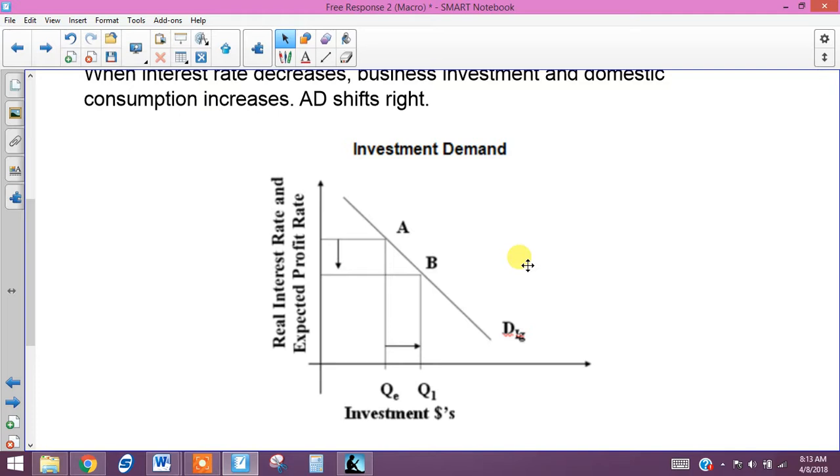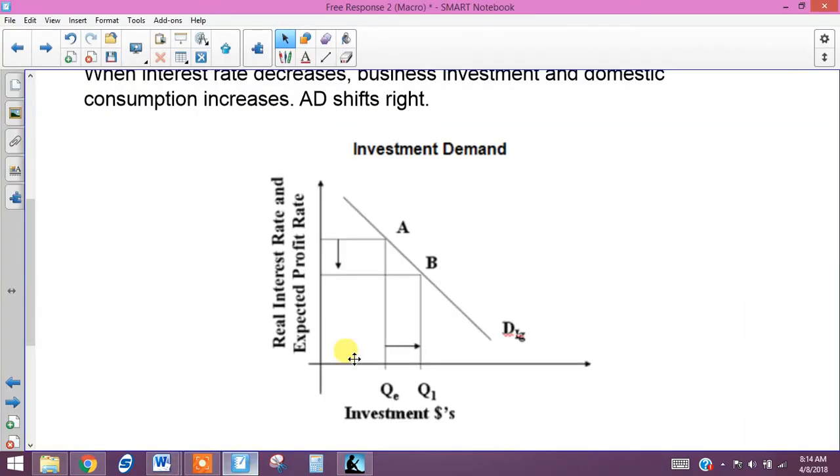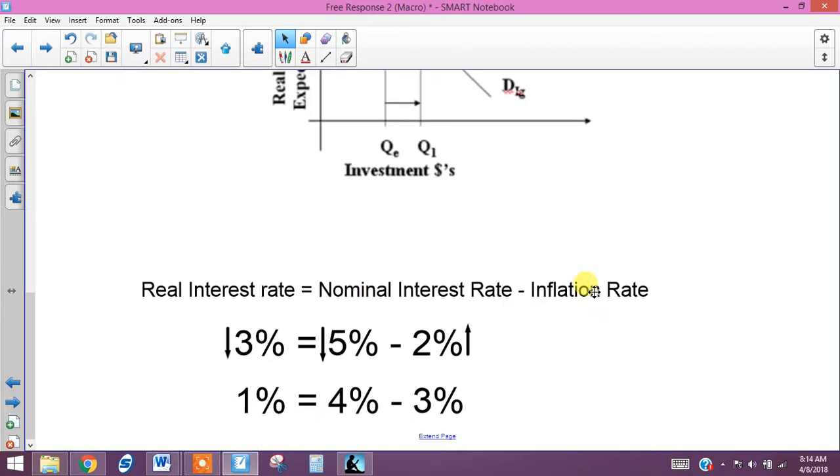Now, real interest rates drop, and we need to jump back over here to question D. What is the real interest rate relative to the nominal interest rate? Really, the nominal interest rate is just whatever the interest rate is on a loan. But what is the real interest rate? Well, in order to get the real interest rate, we have to factor in inflation, because the real interest rate is the nominal interest rate minus the inflation rate.